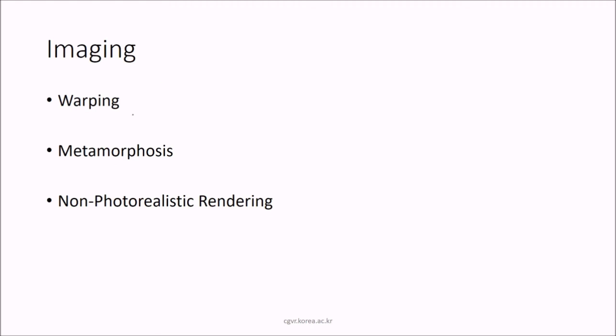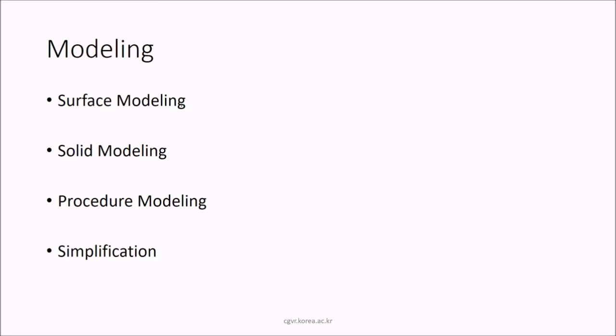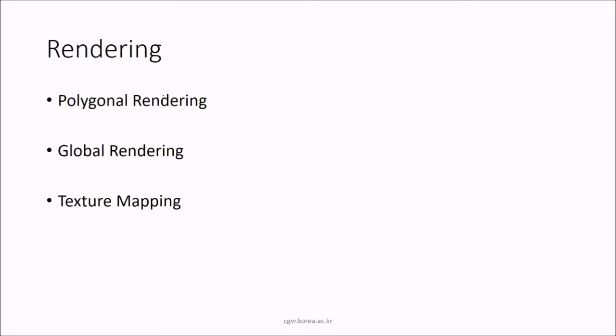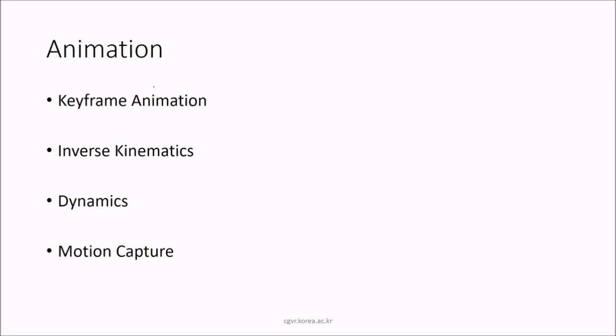In imaging, we'll see warping, metamorphosis, and non-photorealistic rendering. In modeling, we are going to see surface modeling, solid modeling, procedural modeling, and simplification. In rendering, that is the third phase I talked about, we are going to see polygonal rendering, global rendering, and then texture mapping. And in the final phase, animation, we'll talk about keyframe animation, inverse kinematics, dynamics, and motion capture.